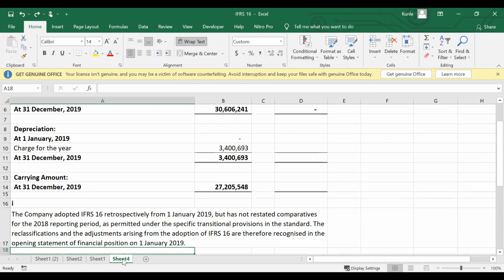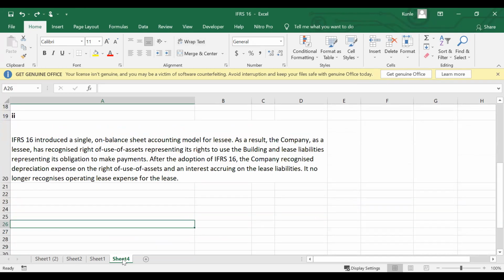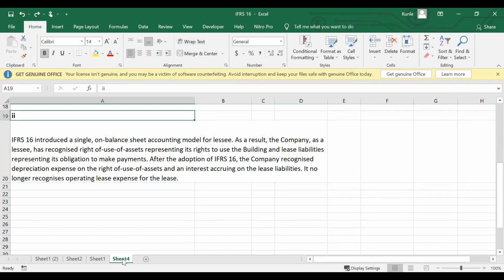The company adopted IFRS 16 retrospectively from January 1, 2019. Remember I said you have to tell, but has not restated the comparative figure for 2018 reporting as permitted under the specific transitional provisions in the standard. The reclassification adjustments arising from the adoption of IFRS 16 are therefore recognized in the opening statement of financial position on January 1, 2019. IFRS 16 introduced a single on balance sheet model. Before this, if you go to the company's financial statements and check under the accounting policy, you will see the cost modified approach that we used. It was stated there. So this is how it is exactly in practice.